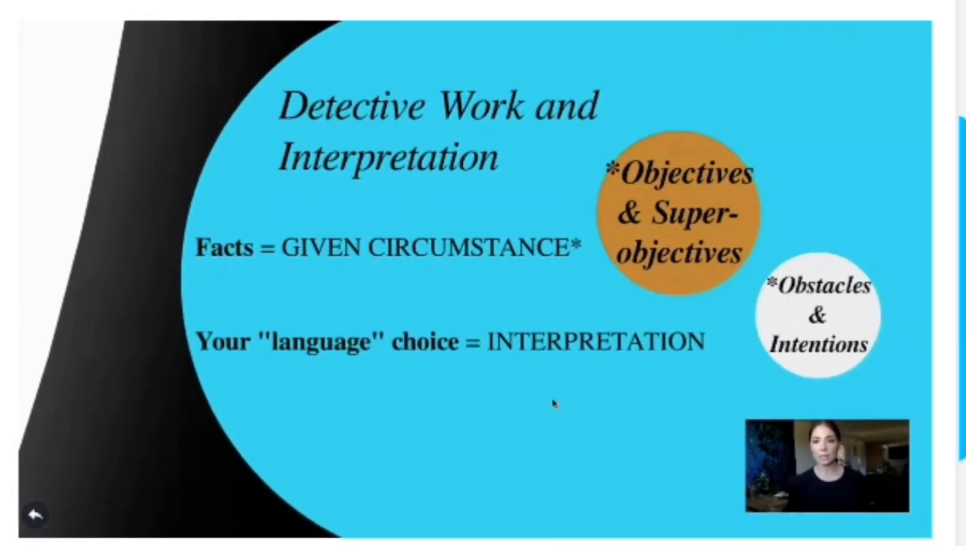The other aspect of the actor's job is the facts. This is the detective work that we must do, trying to understand the foundational truths behind our characters. As we know from that first example, we had a cat walking. That was the fact behind all of the ways of saying that, i.e. the interpretation or your language choice.